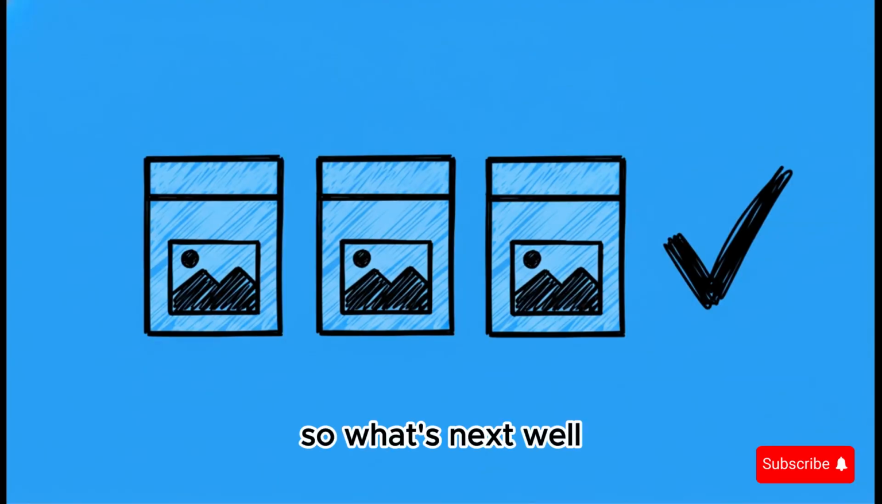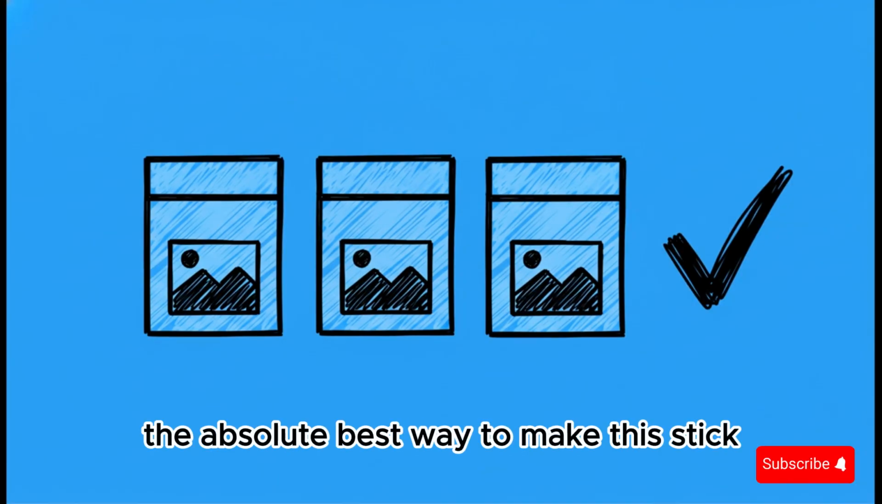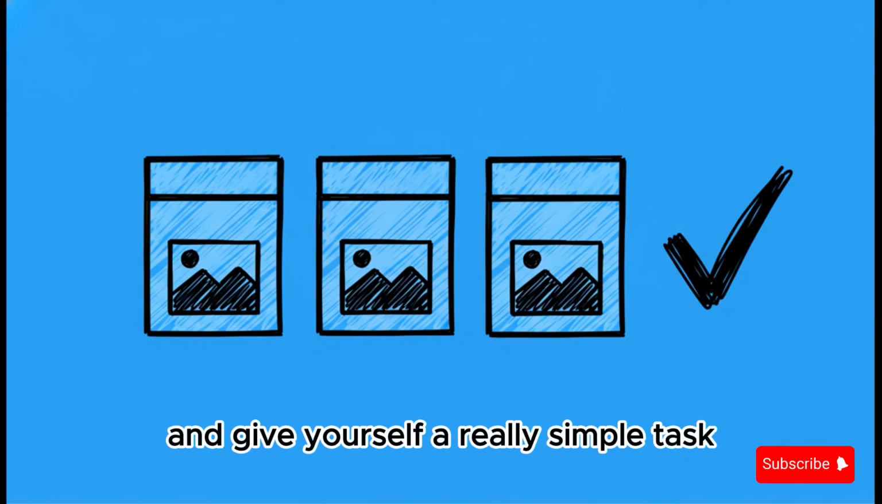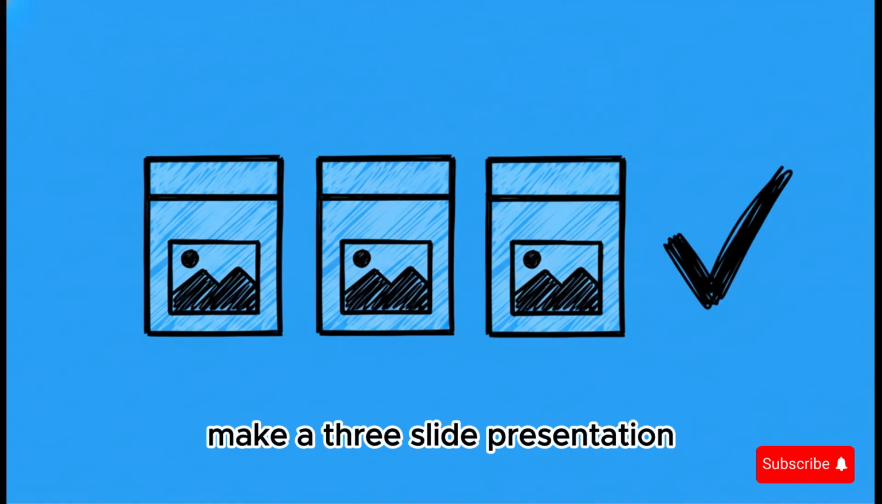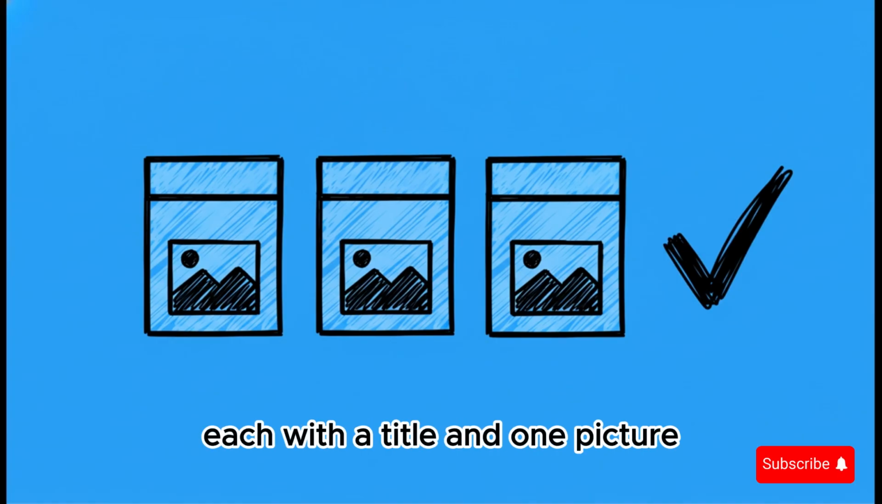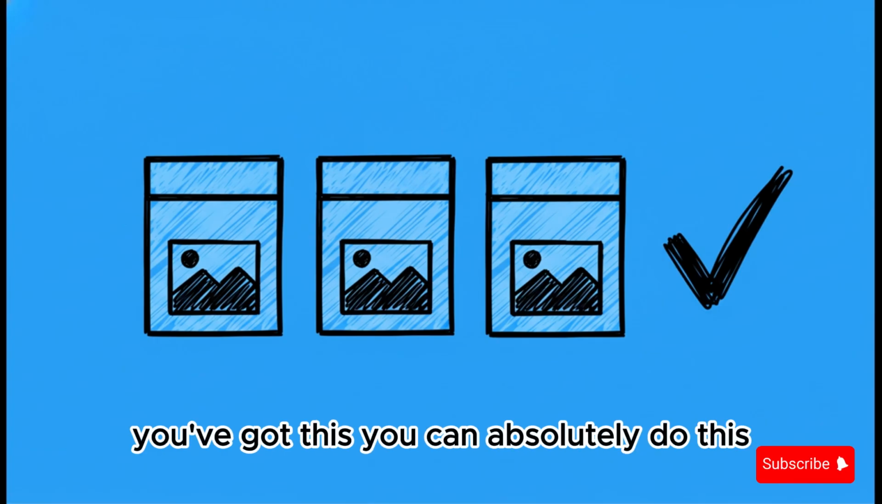So, what's next? Well, the absolute best way to make this stick is to just do it. So I want you to open up PowerPoint and give yourself a really simple task. Make a 3-slide presentation. That's it. Just 3 slides, each with a title and 1 picture. You've got this. You can absolutely do this.